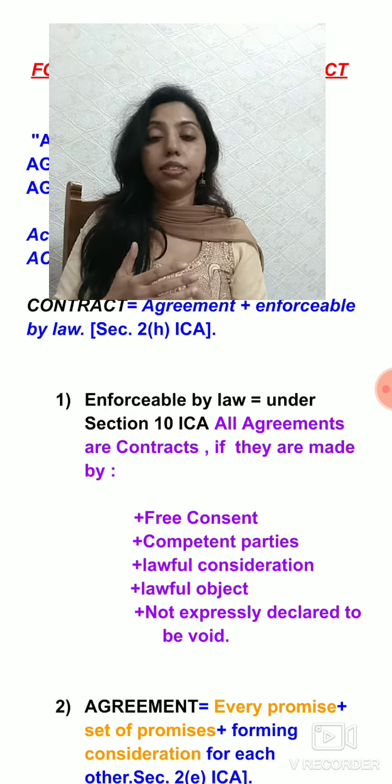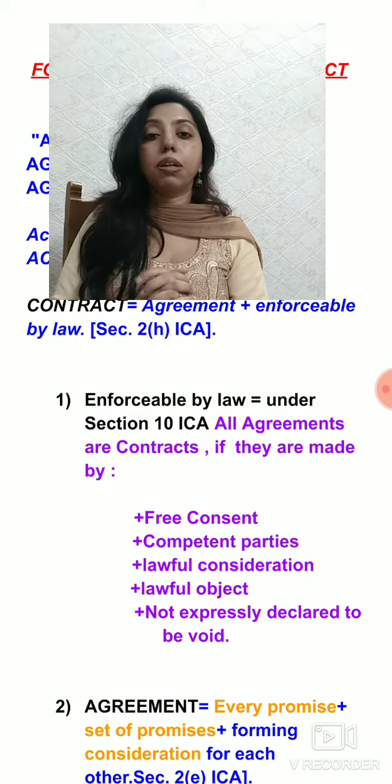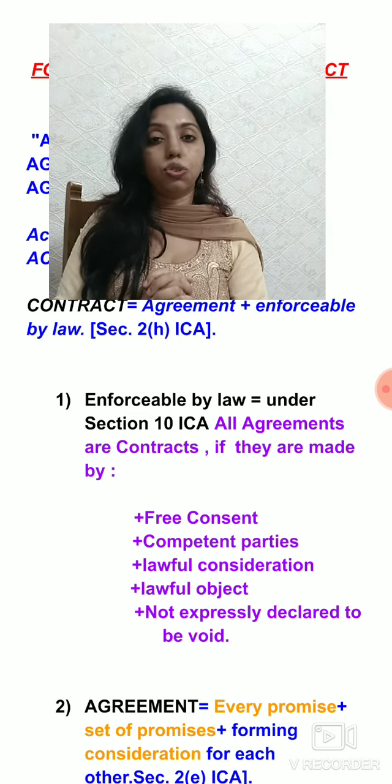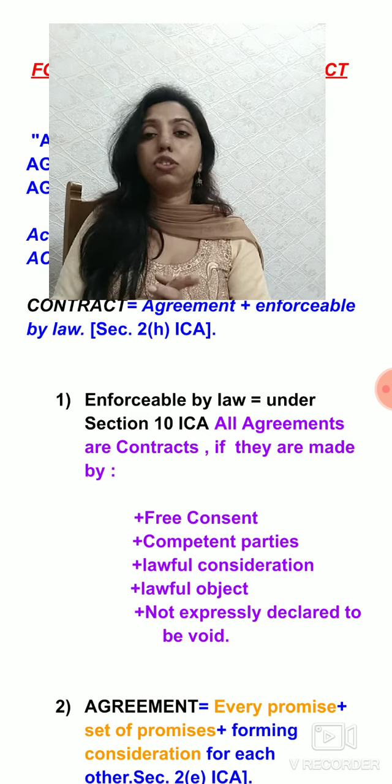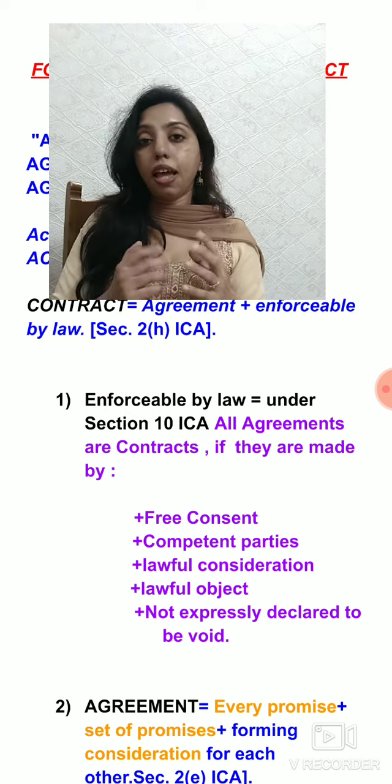Then the terms of the agreement must not be expressly declared to be void. For example, they should not be forbidden or prohibited by law. They must not defeat the very objective of the law, or be against public policy, or be immoral, etc. There are many conditions given under Section 23 of the Act, which we will discuss in later videos. Now the question is, what is an agreement?